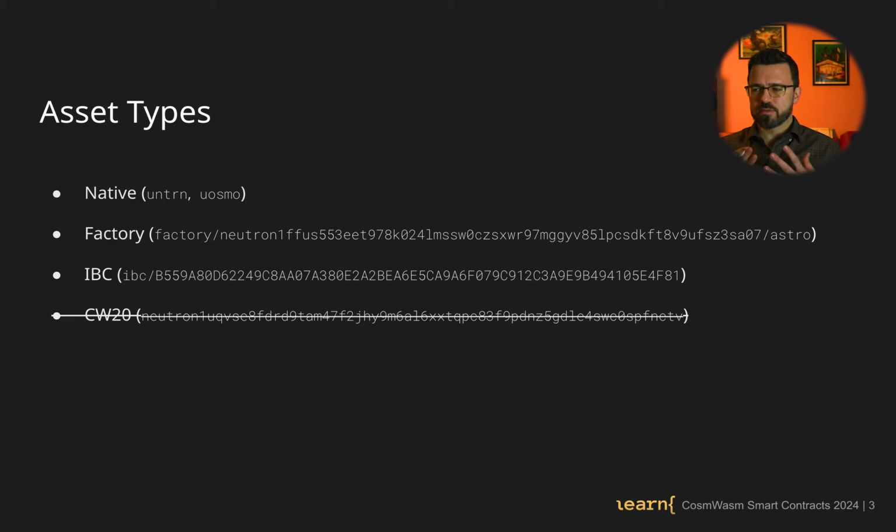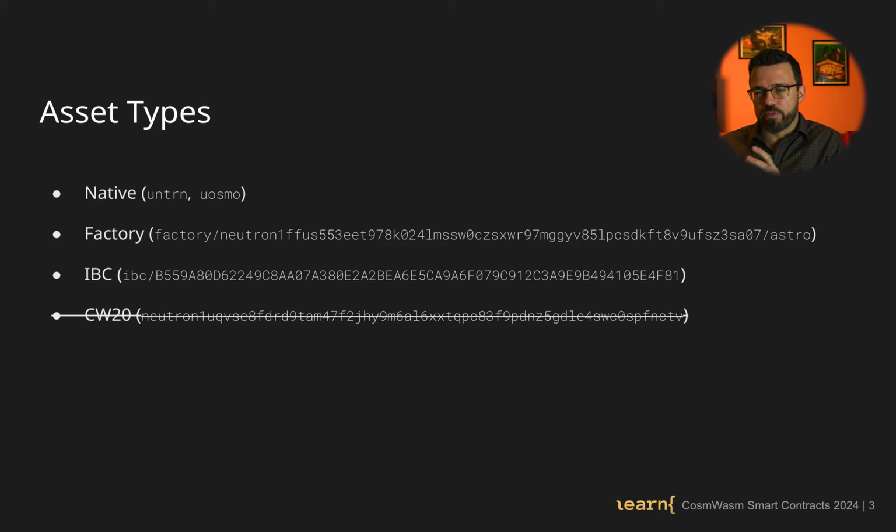And the downside of CW20 is that it doesn't work like a native asset, not handled at the native layer, it has its own contract that handles things. And so event handling and how to pass it around and using it in the funds of a transaction and transferring and sending it, all these things work generally differently with CW20 as opposed to native assets.